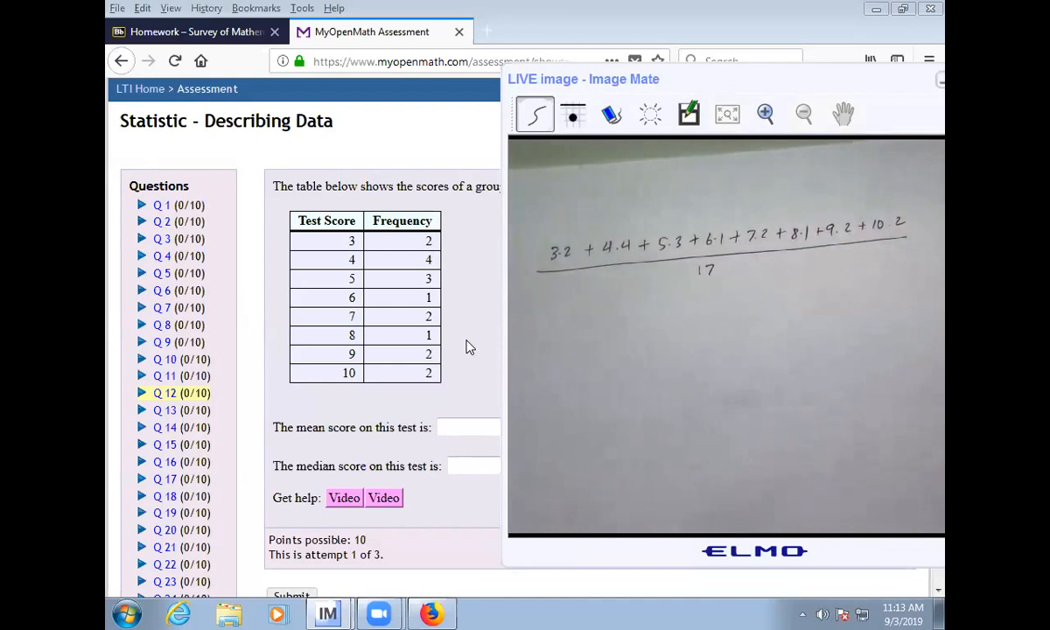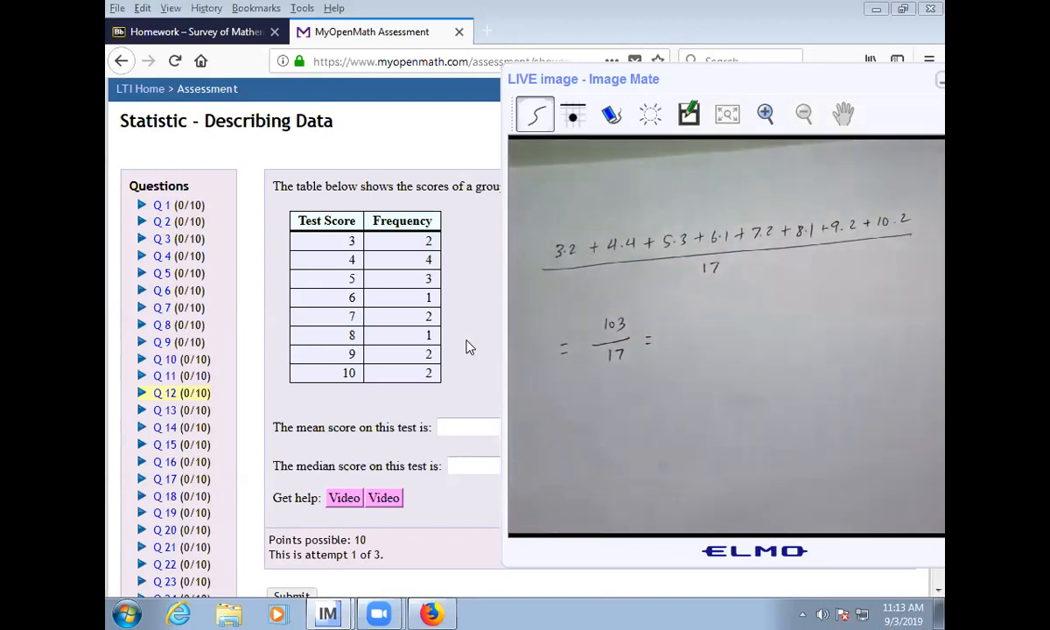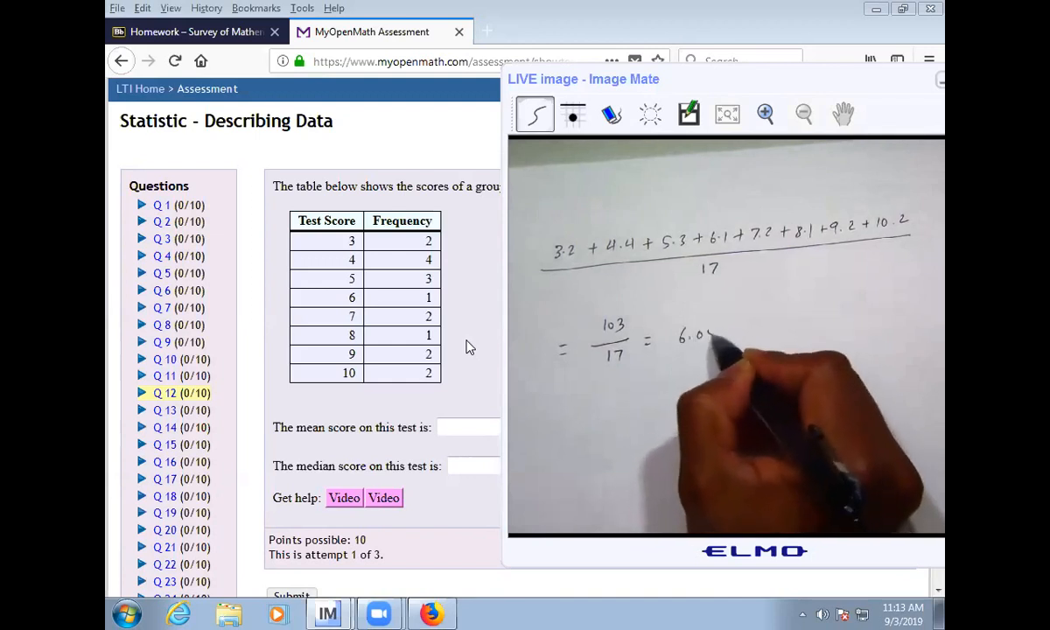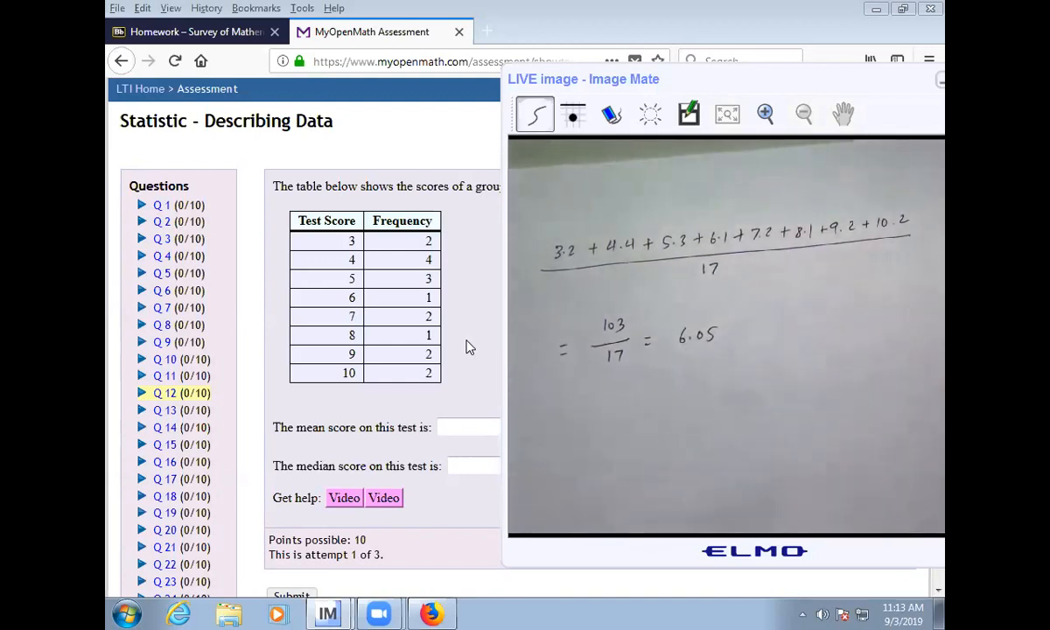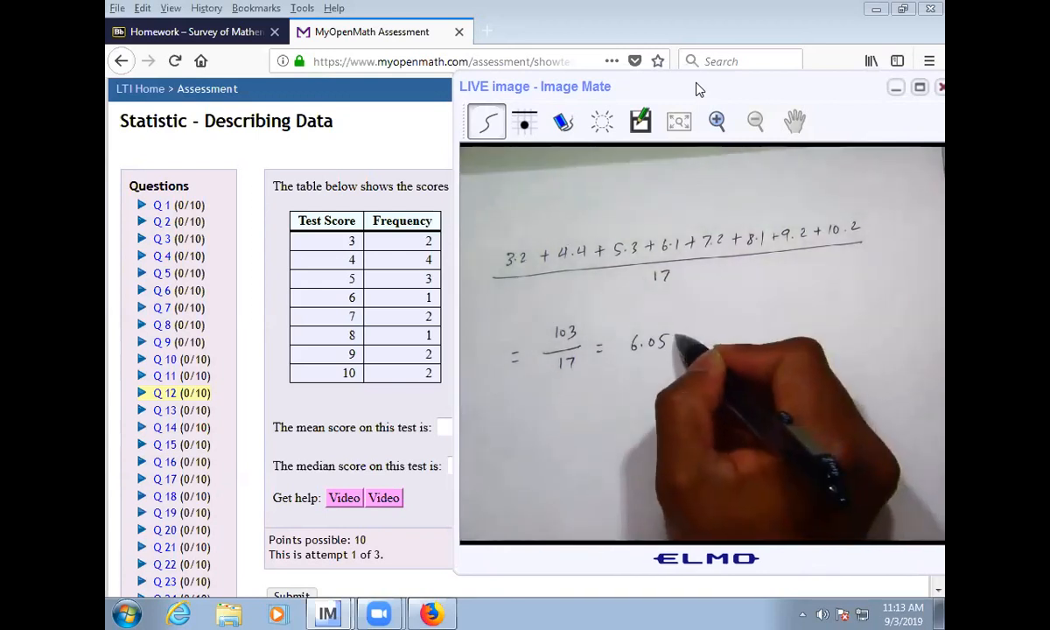Good? Can you find out this value using your calculator? 3 times 2 plus 4 times 4 plus 5 times 3, and so on. Give me that top one. Say again? 103, is that right? Okay, the top one is 103 and the bottom one is 17. So if you divide 103 by 17, it would be 6.05. Is that the exact number you got or you are rounding it? 6.058.